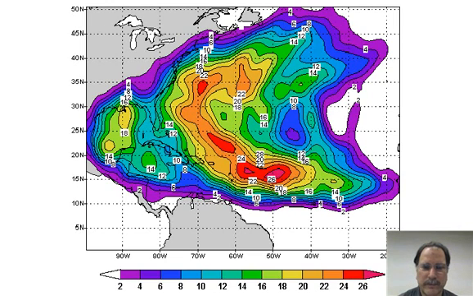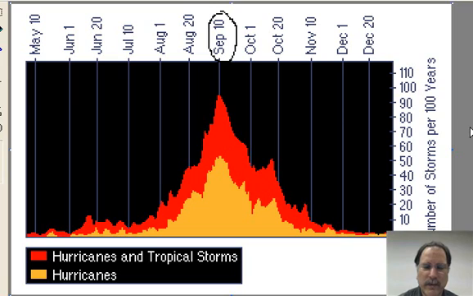Now here's another NOAA graphic that shows the peak of the hurricane season in the Atlantic is around September 10th. There's pretty steady progress during the months of July and August, reaching that peak in the early part of September, around September 10th, and then a pretty steady progressive drop-off during the latter part of September and into the month of October into November. The top color here represents hurricanes and tropical storms, whereas the lower color is just the hurricanes.